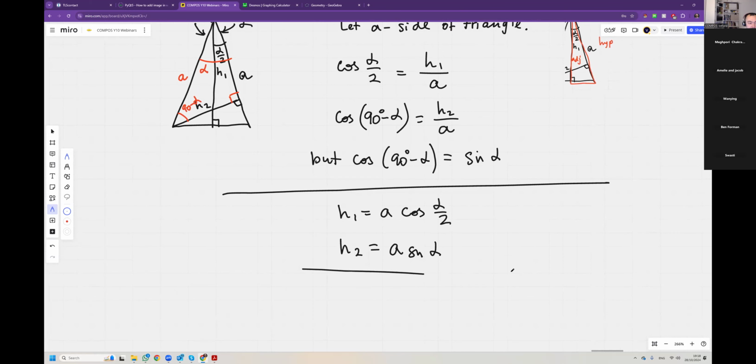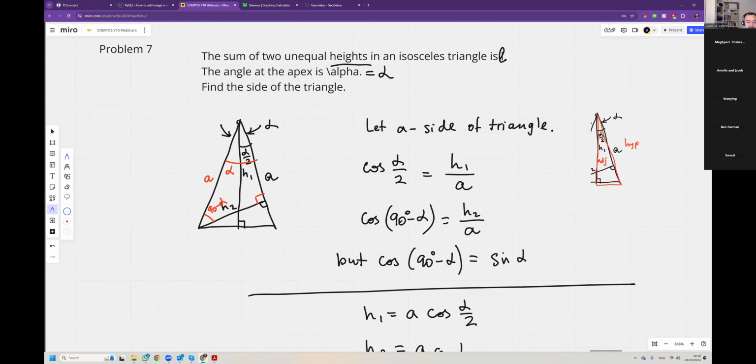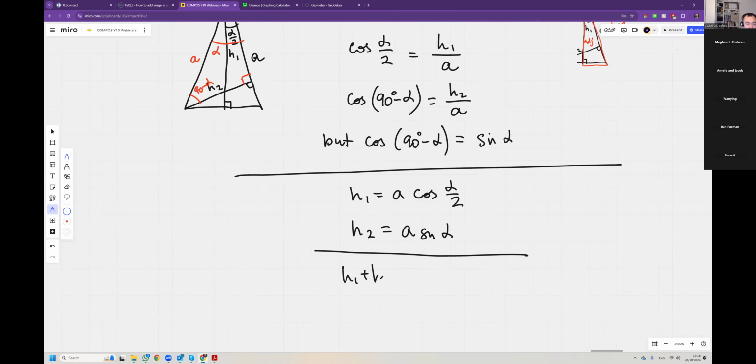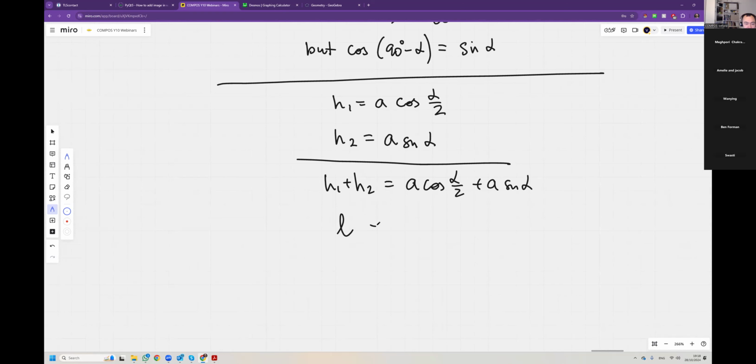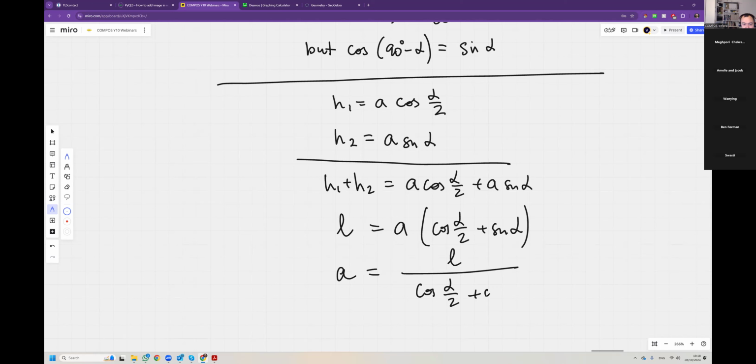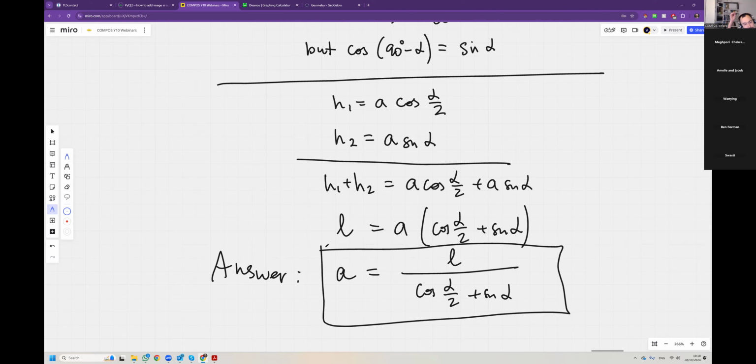But together, the sum of H1 and H2 is L. So H1 plus H2 is A cos alpha over 2 plus A sine alpha. But that's equal to L equals A, open bracket, cos alpha over 2 plus sine alpha. That means the side of the triangle is L divided by cos alpha over 2 plus sine alpha, and that's the answer.